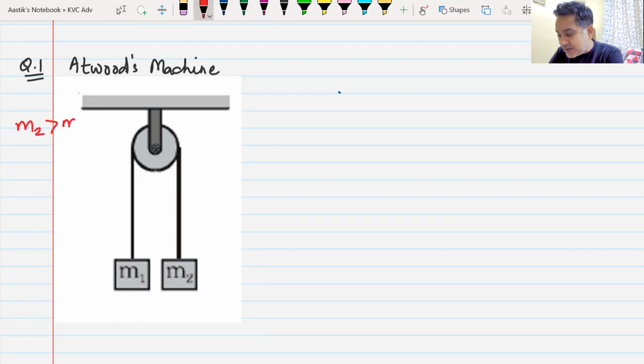If M2 is greater than M1, then how will the system move? M2 moves downwards, M1 moves upwards. You have to find the acceleration of the two blocks and the tension in the string. You have 2 minutes to do this.